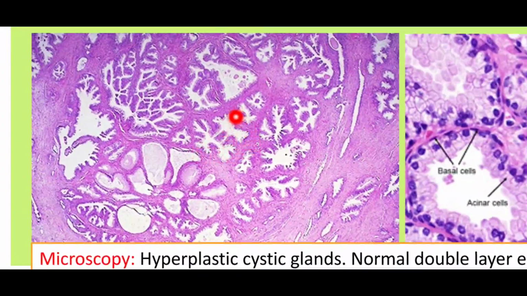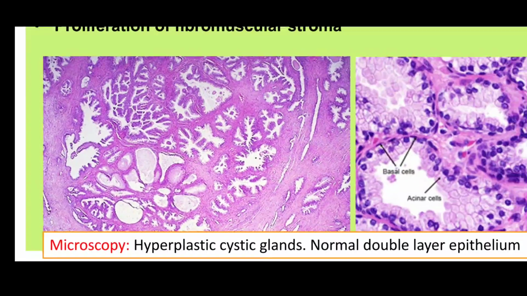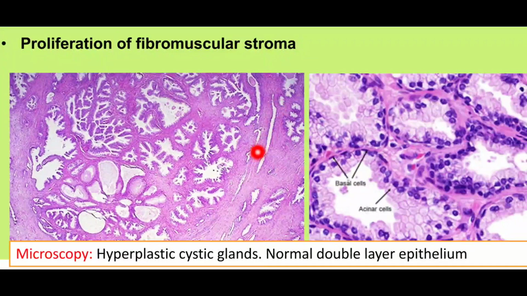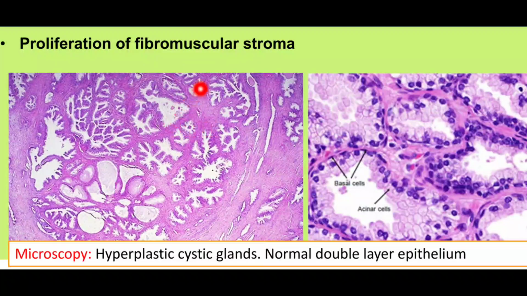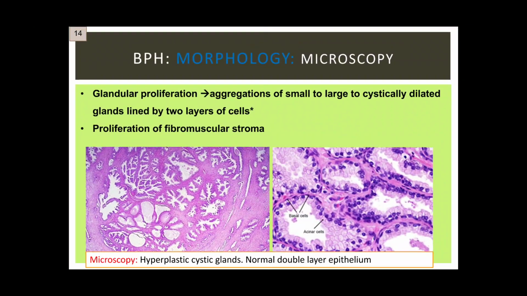These are the numerous glands which are lying back to back because they are proliferating and they are forming a nodule, and inside this, these glands are proliferating. These are dilated, cystically dilated, and they contain some secretions in the center of these glands. So basically the normal prostatic tissue is seen in BPH, but it is increased in number. There is just hyperplasia. There is hyperplasia of gland and there is hyperplasia of stroma.